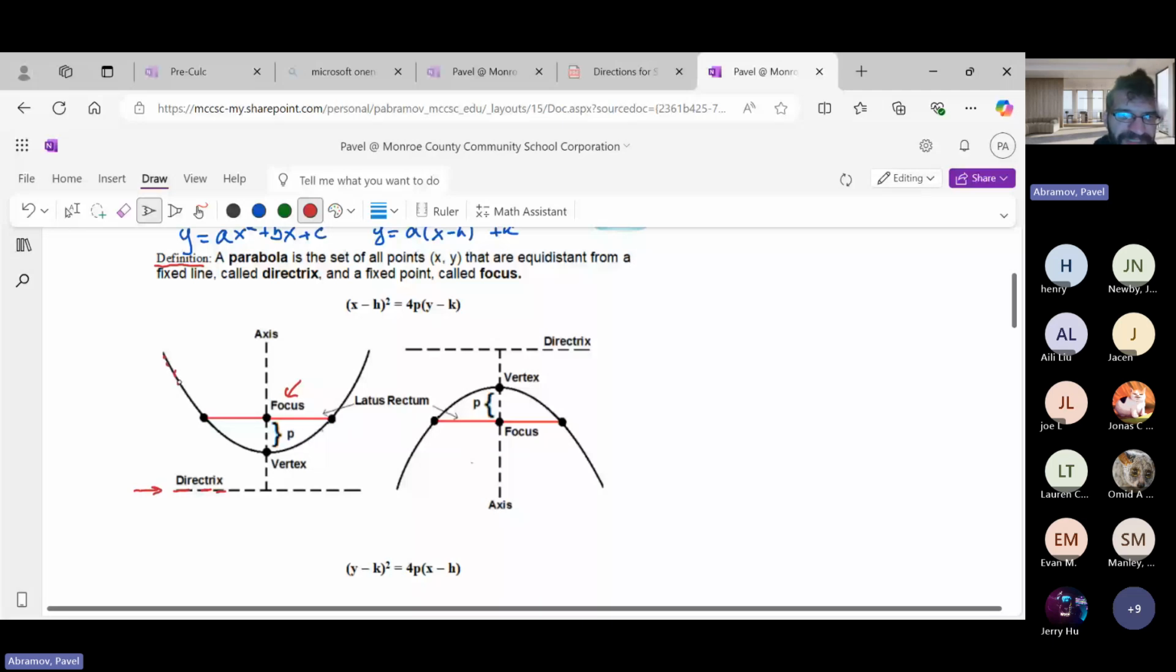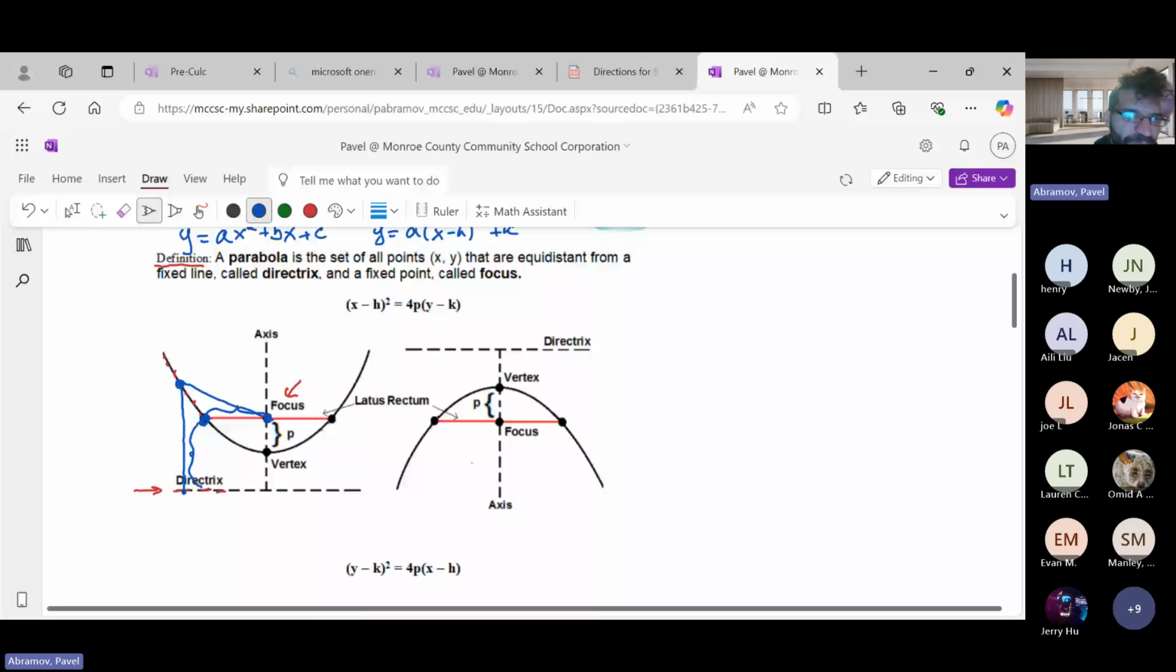So in other words, this distance right here from the focus to this point on the parabola is the same as this distance right here from this point to the directrix. And that's true for all of the other points. Like this point, this distance is the same as this distance. Now, they might not look like that on the picture, but in reality, that's the definition of the parabola. It's a set of all points that are the same distance from the focus and the directrix.